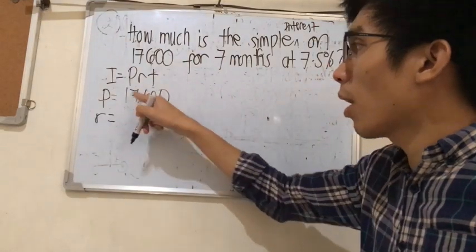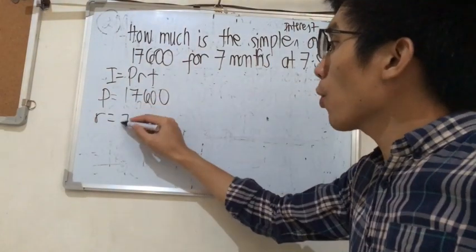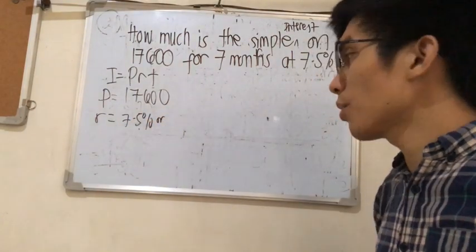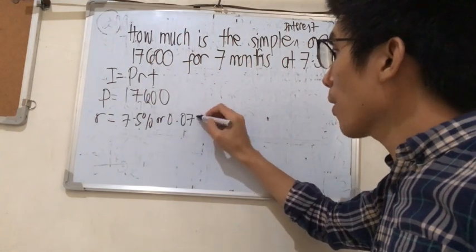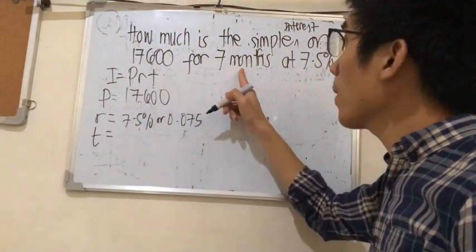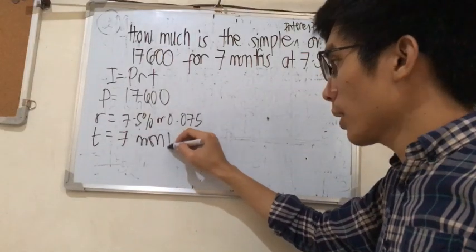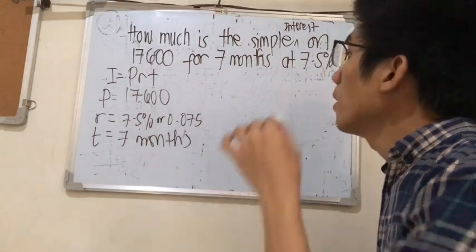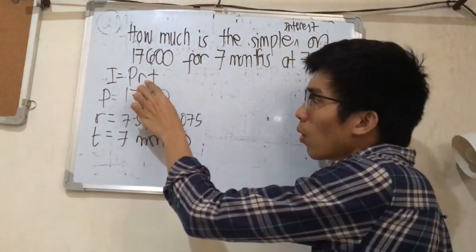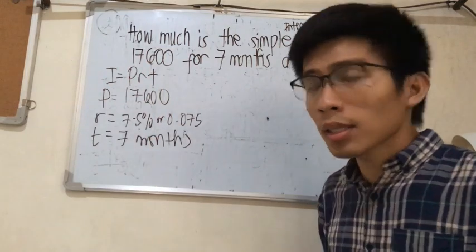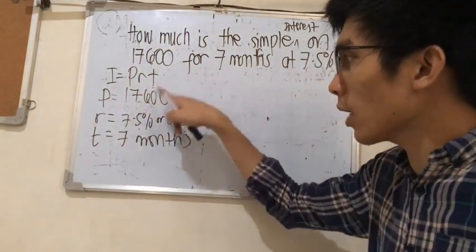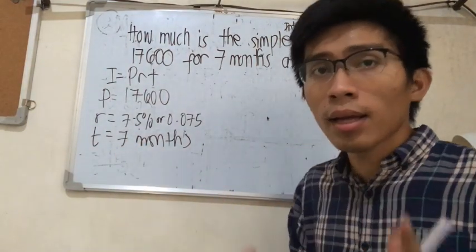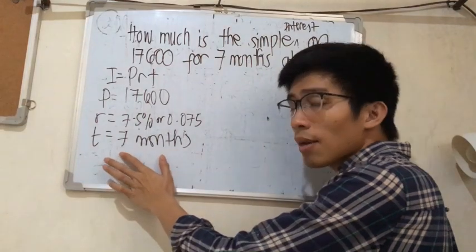That is P, 17,600. What is my R, or the rate? That is 7.5%, or in decimal, divided by 100, that is 0.075. And what is my time? My time here is 7 months. Again, as I told you earlier, you have to solve simple interest only whenever the time is in years. Do not substitute it directly here, because your formula will assume that that is good for 7 years, where in fact the problem is only good for 7 months.